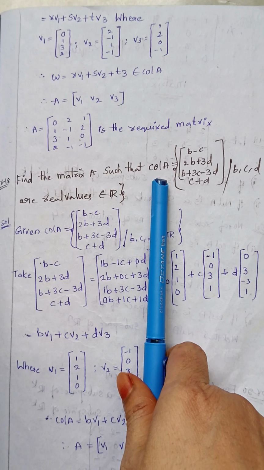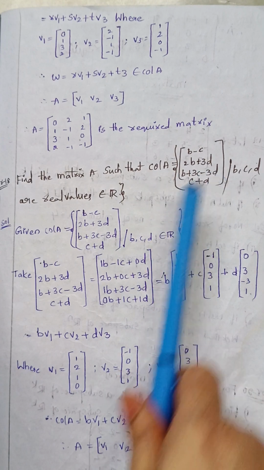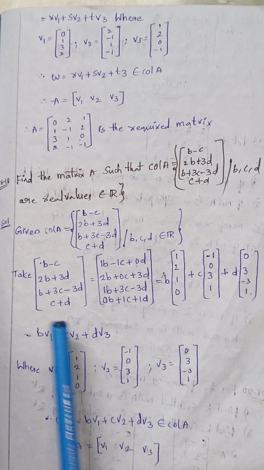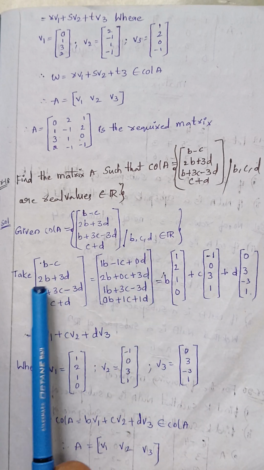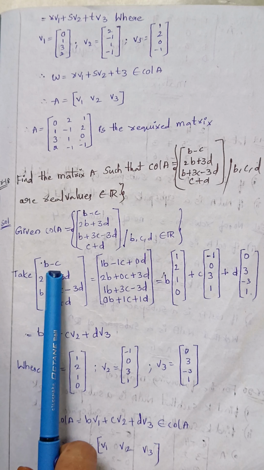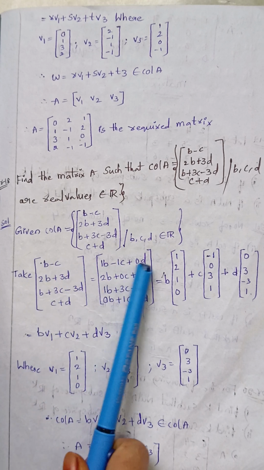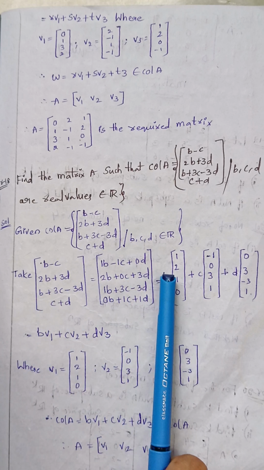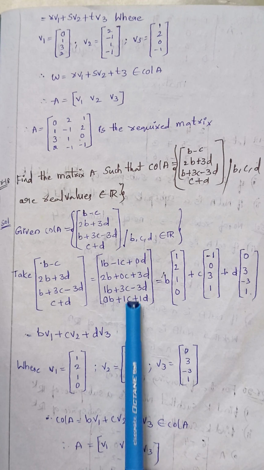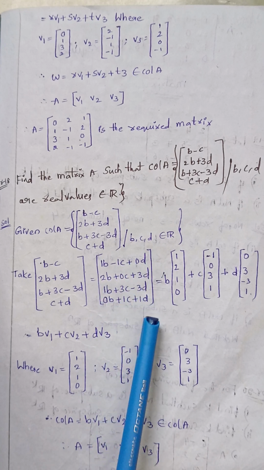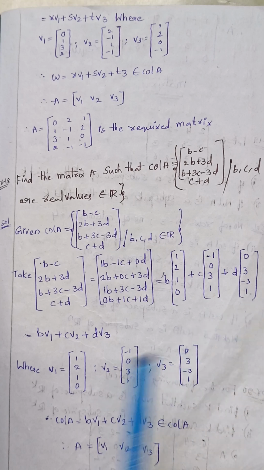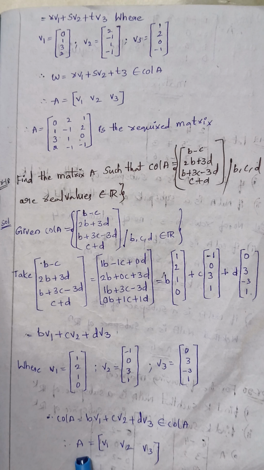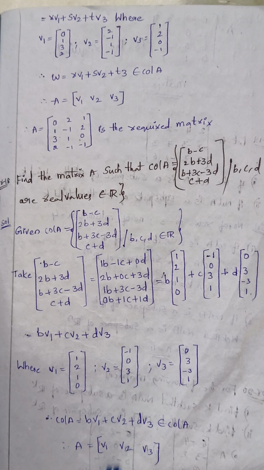Similarly, here is the same type of question. Col A is given, and b, c, d are the scalars given. So we should get three vectors by taking b common, c common, d common. So we write here 1b minus c, and d is not given, so 0 times d. Similarly, we can write all the entries, all the columns. Then we take b common, c common, d common, then 0, 3, 3, minus 3, 1. So three vectors will come. This is the linear combination of these three vectors, in the sense that A has the columns v1, v2, v3.